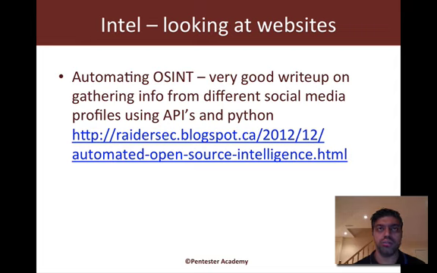Additionally, there is a post on automating OSINT. I know this blog post is from 2012, but it is still one of the best write-ups out there, and I highly recommend you read this. It's a very good write-up on gathering information from different social media platforms, and it talks about different APIs and Python. You don't need to automate it using Python or even understand all the APIs, but understanding how these things work and a good read-through will make your life easier. It'll make it easier for you to get creative and think of your own ways to use this stuff as well.